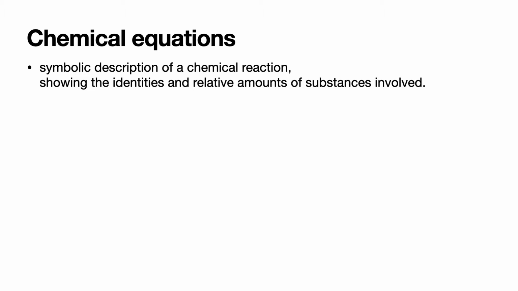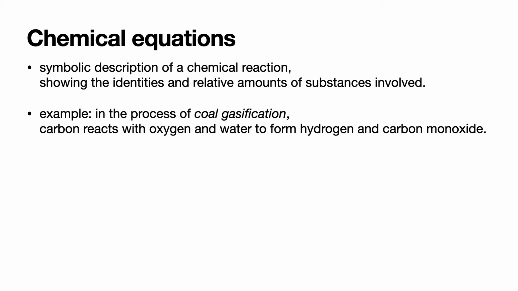One example of this is in the process of coal gasification, carbon in the coal reacts with oxygen and water to form hydrogen and carbon monoxide. That would be a verbal description of the reaction. And if we wanted to express this symbolically, we could write it as 3 carbons plus oxygen plus water reacts to produce hydrogen and 3 carbon monoxide.